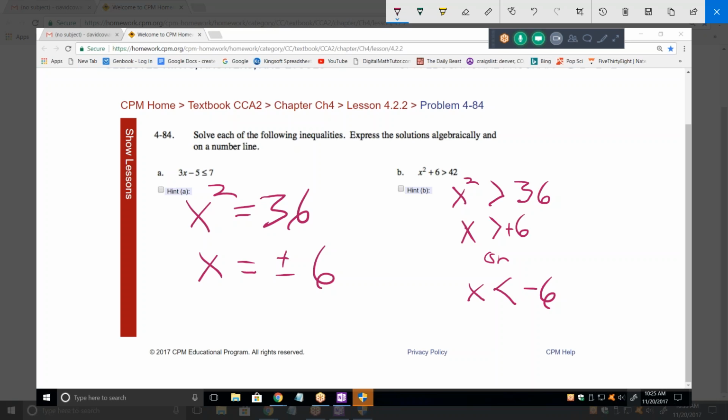If you look at this, it makes sense. If x is greater than 6, let's say x is 7. Well, 7 squared is 49. 49 is greater than 36. So that definitely works. Now let's look at this one. If x is less than -6, give me a number that is less than -6. -7.